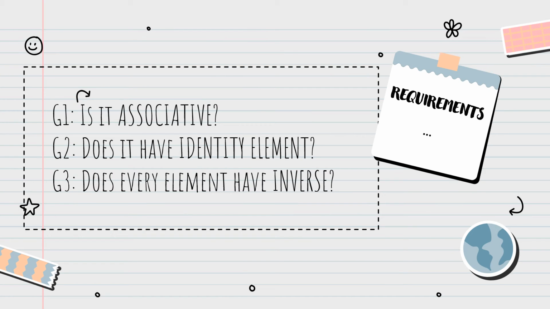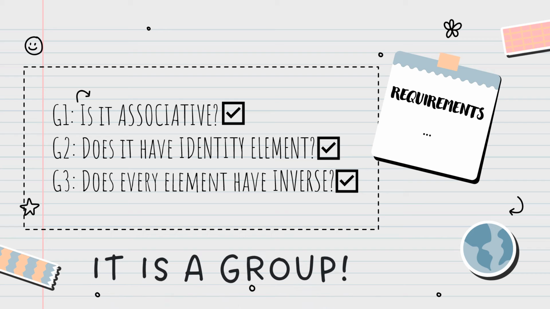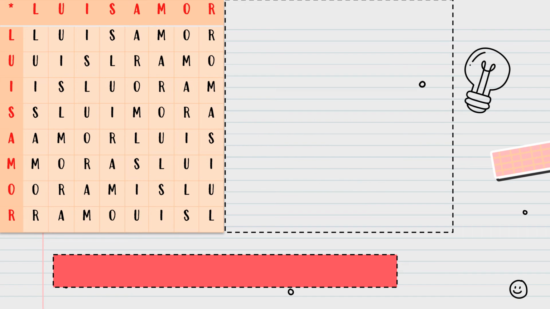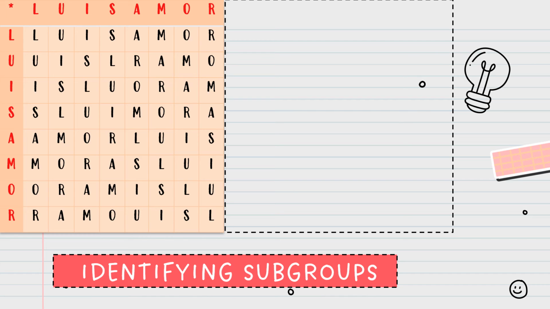To sum it up, for the first property, is it associative? Yes. Next, is there an identity element? Yes. And lastly, does every element have its inverse? Yes. So therefore, it is a group. If it is a group, then it must have subgroups. Now let's see, starting from subgroups of order 2, since the subgroup of order 1 is the identity element.